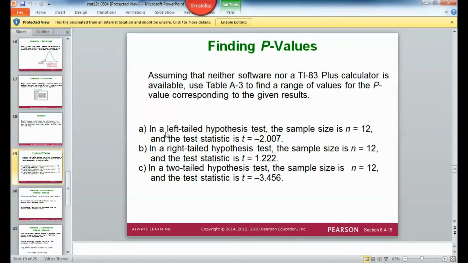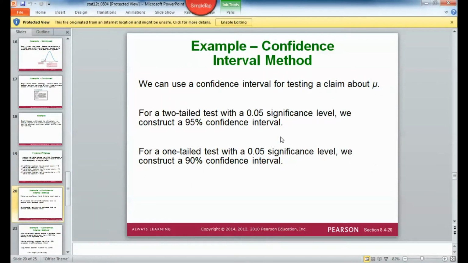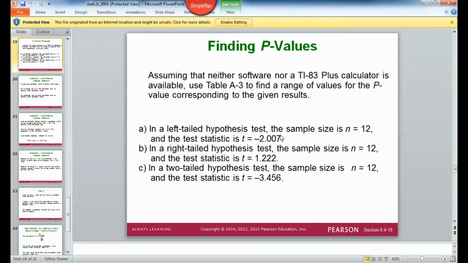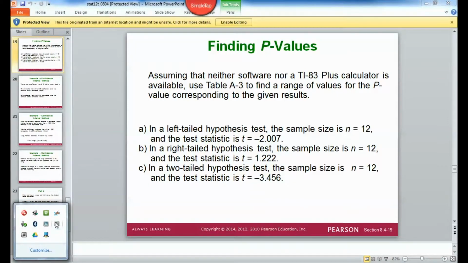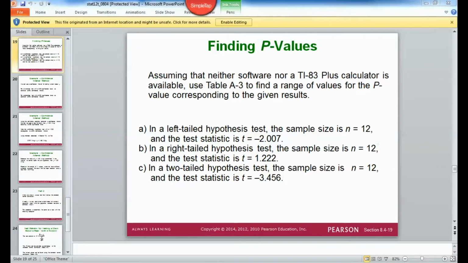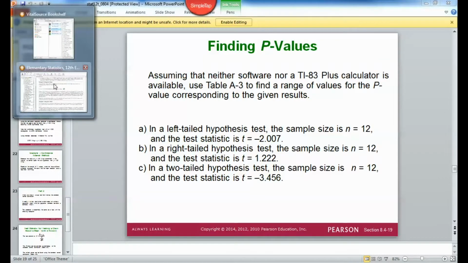Let's just look at one of these real quick. In a left-tailed test, the sample size is n equals 12, and the test statistic is t equals negative 2.007. Alright, so we have to use the table and the test statistic to help estimate where the actual p-value would be, if we just want to do that. Probably not the best thing to do, but it's still a good thing to do if you don't have the technology.